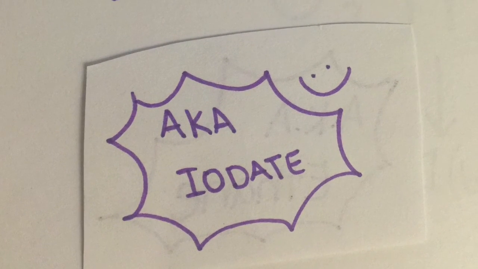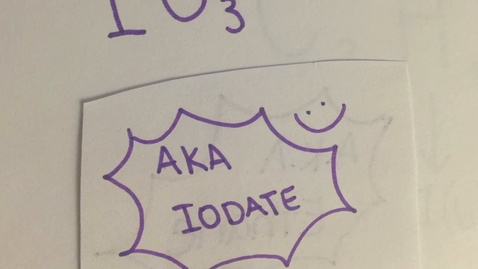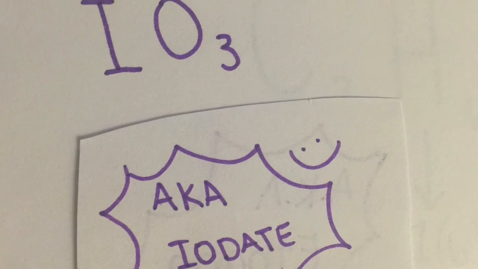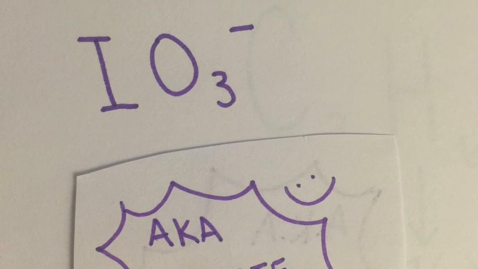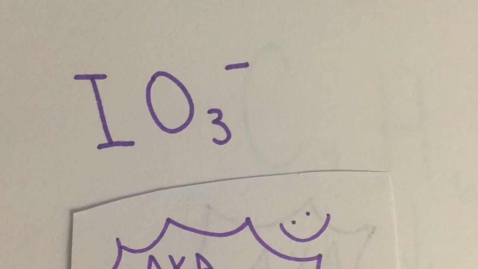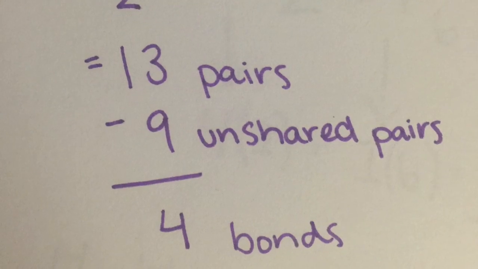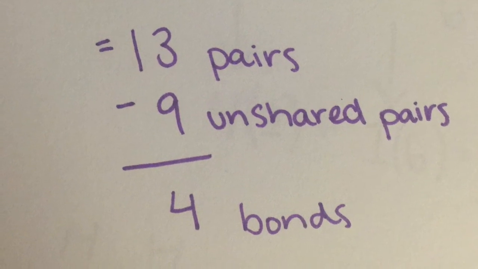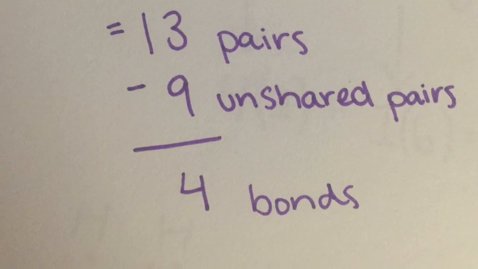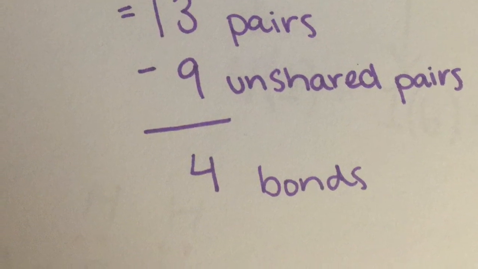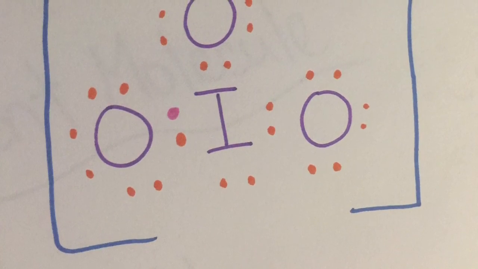Now we will be moving on to a polyatomic covalent ion, and the example we are using is iodate. It has 1 iodine and 3 oxygens, and it is negatively charged. We'll be following the same steps as before, but this time, since it is a negatively charged ion, we will have to add 1 to the total amount of valence electrons, and in this case, it'll be 26 instead of 25. So we will divide 26 by 2 to get 13 pairs, and then we subtract that by 9 unshared pairs to get 4 bonds.